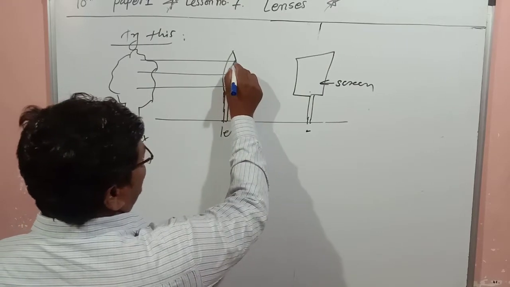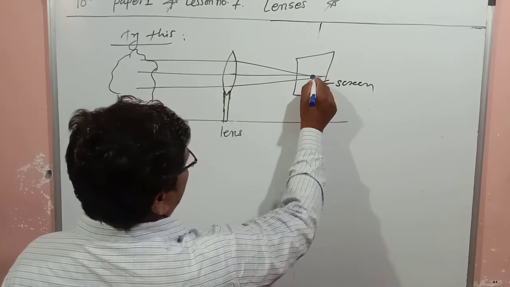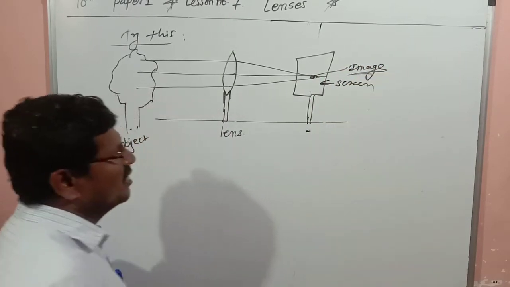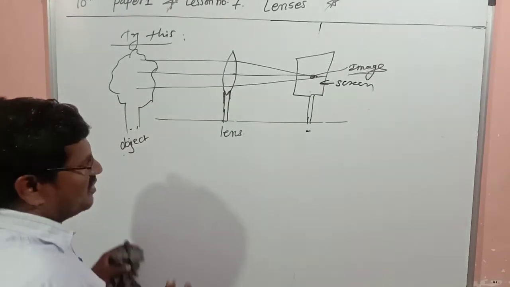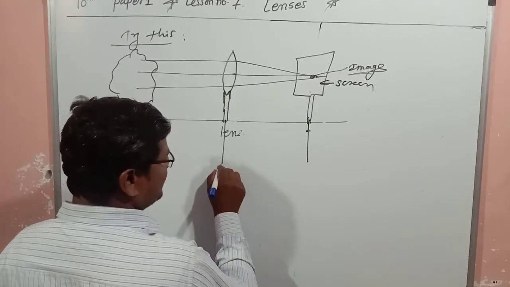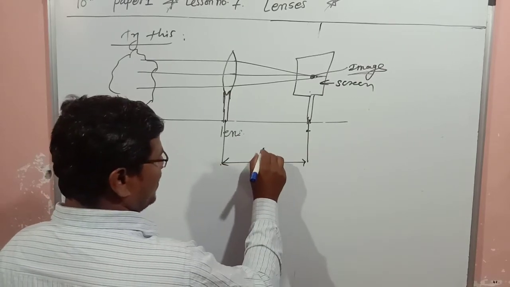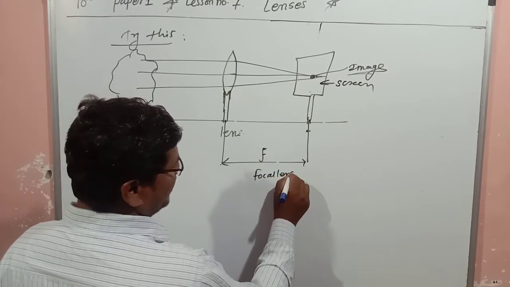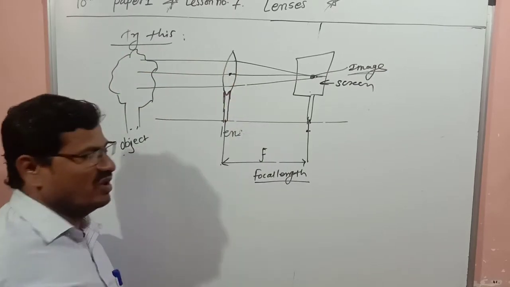They will come parallel. This is a converging lens, so they will converge on the screen, and the image will be formed here. Where you get a clear image, you have to stop. After that you have to measure the distance between the lens and the screen, and that distance will be the focal length of the convex lens.